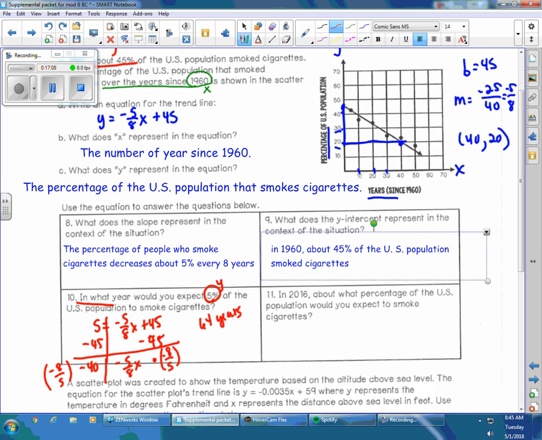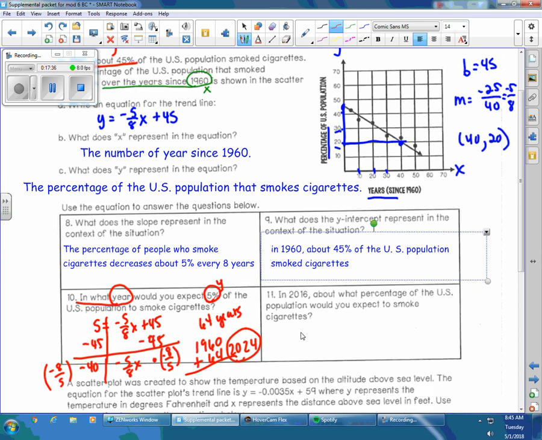It's asking us, though, in what year? So I need to start with 1960 and add 64 years. So it's going to be 2024. So in 2024, that's within our lifetime, we would expect only about 5% of the population to still be smoking cigarettes.